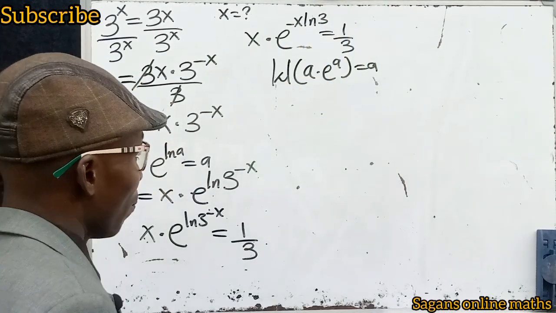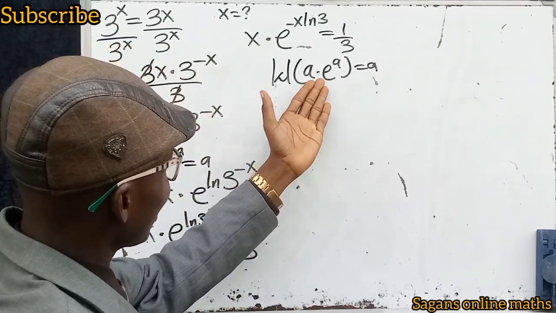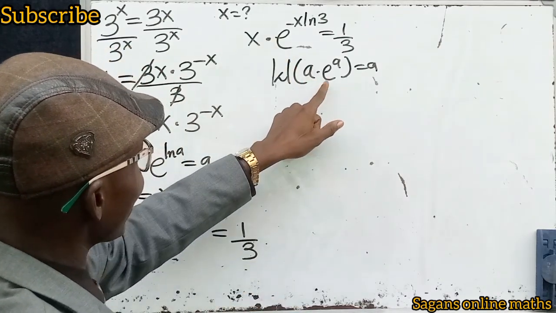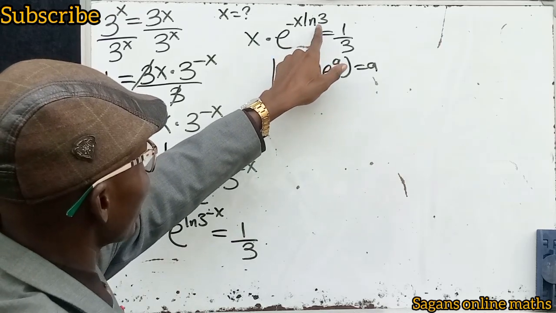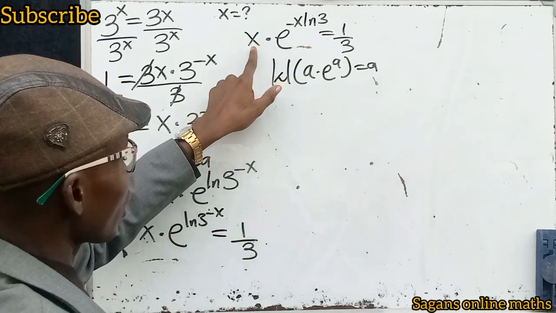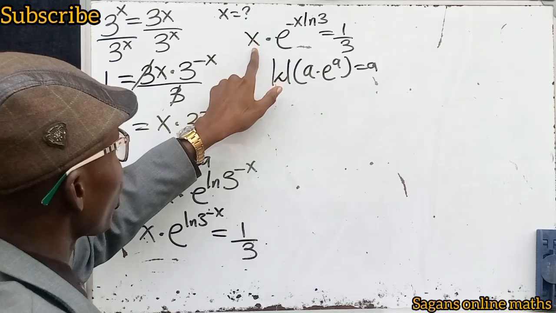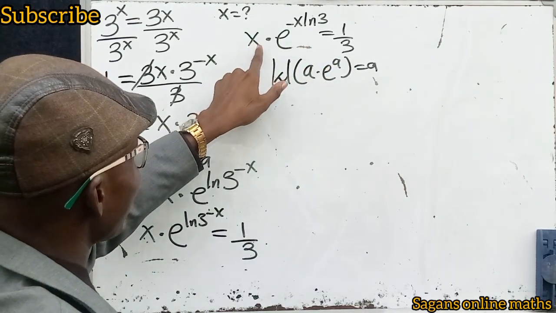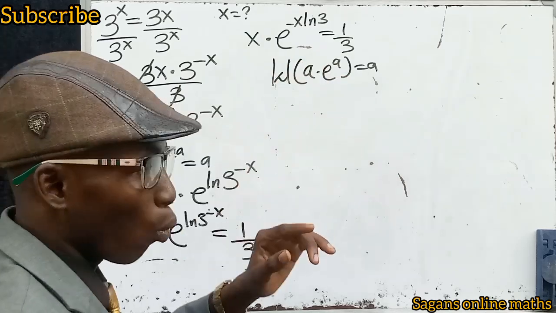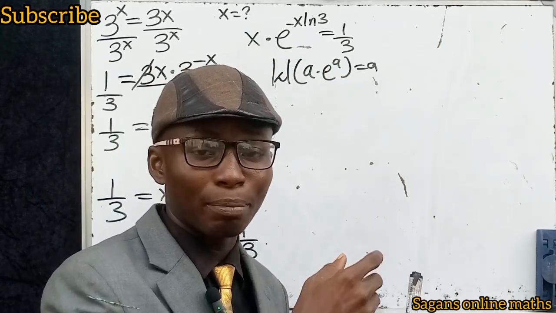Now let's compare this to this. You're having e raised to power of a, and here you're having e raised to power negative x multiplied by ln 3. But here we are just having x, because we want this to be equal to what is here, and what is here to be equal to what is here. But here we are having x, and here we are having a minus x ln 3. What are we going to do so that those terms can be equal?